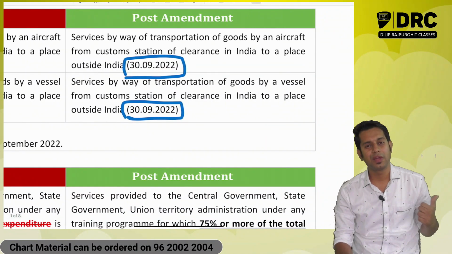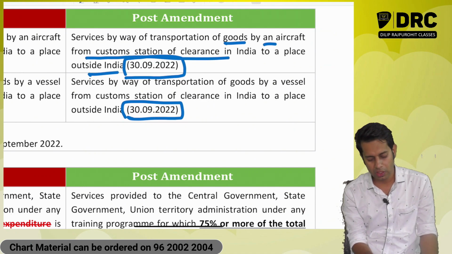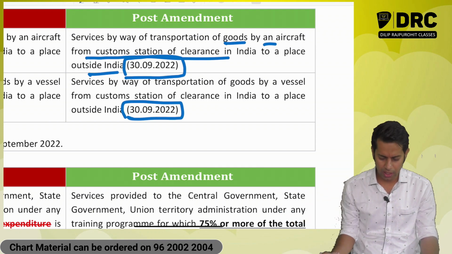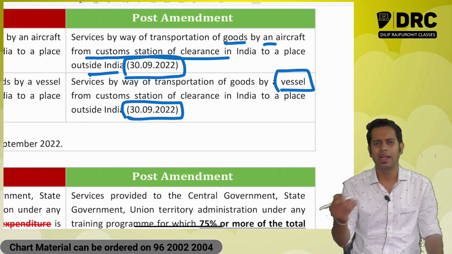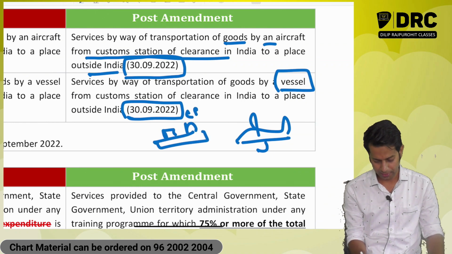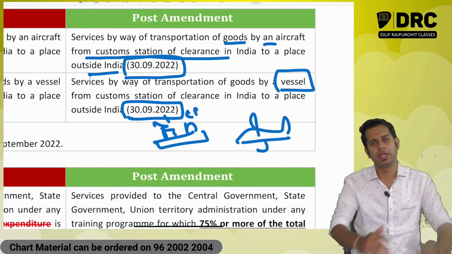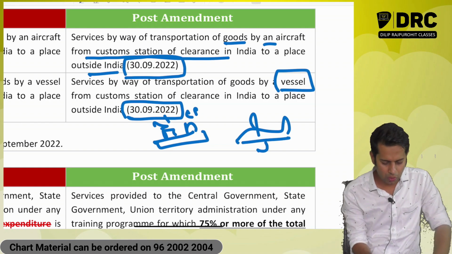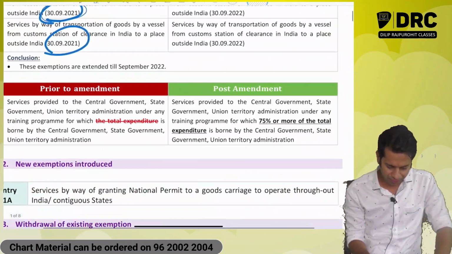These are services by way of transportation of goods by an aircraft from the customs station of clearance to a place outside India. That is, whenever you are exporting any goods, and if you are transporting the goods through an aircraft, and the next point talks about a vessel, that is through an aeroplane or through a vessel, through a ship. If you are exporting the goods from the customs station in India to any place outside India, then whatever services you are taking for that exportation, that is not liable to GST. They are exempted from payment of GST. You don't have to pay any GST.